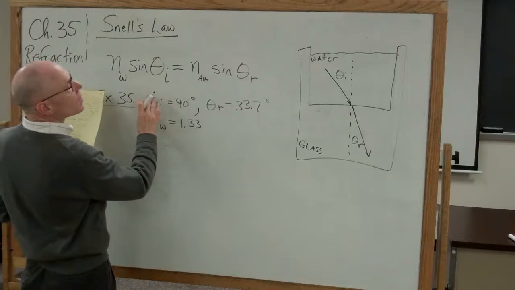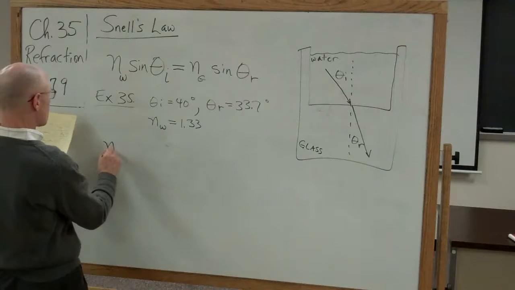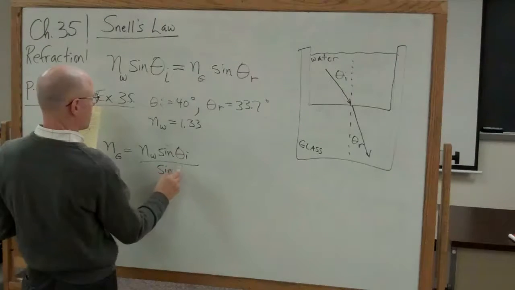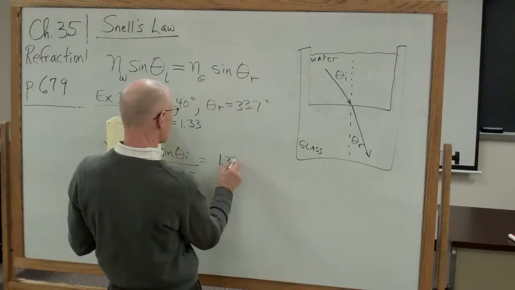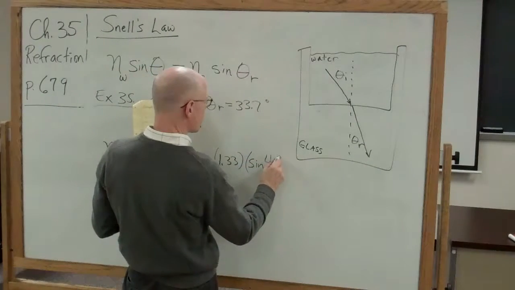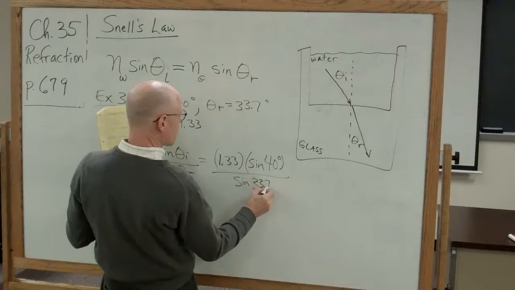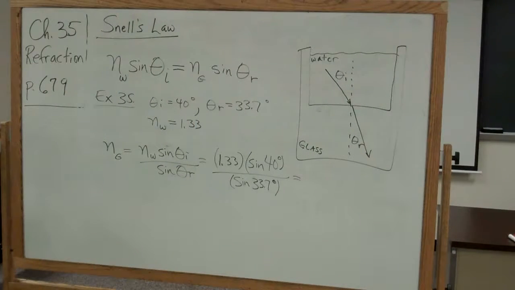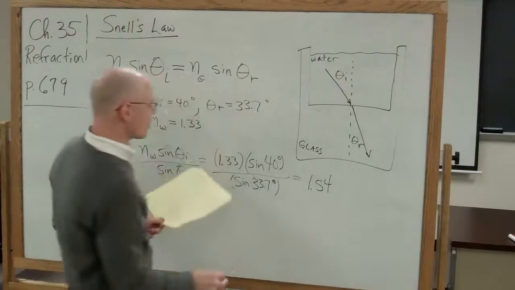We'll put a subscript G for the glass. So index of refraction for glass. Once you manipulate the equation to solve for index of refraction for glass, plug in your known values. 1.33 for water, sine of the angle of incidence, which is 40 degrees, divided by the sine of angle of refraction, which was given to you as 33.7 degrees. You're not going to use the inverse sine function here. You're just solving for index of refraction directly. So if you plug that into your calculator, that ends up being 1.54.